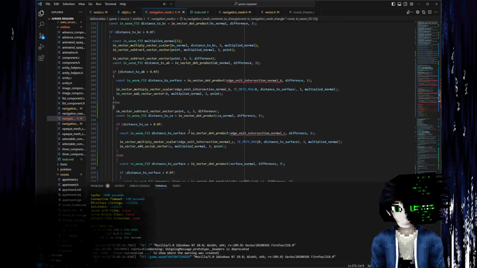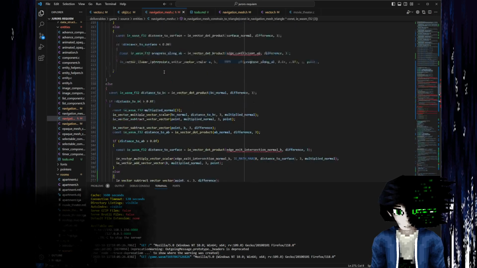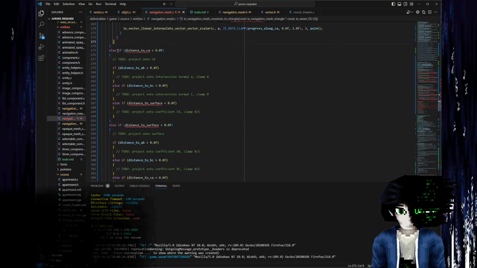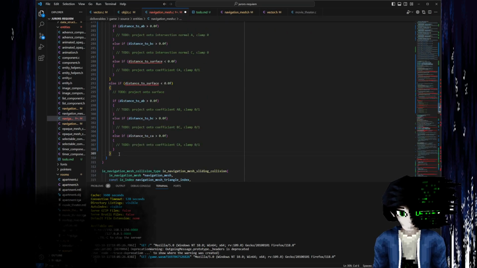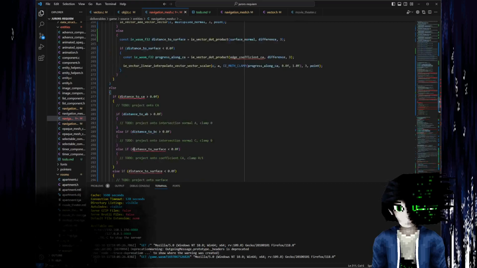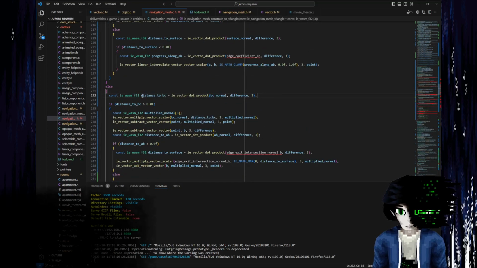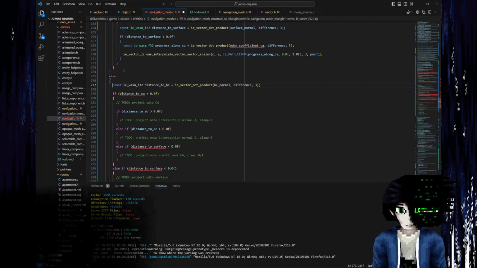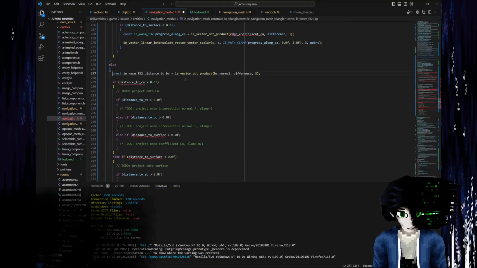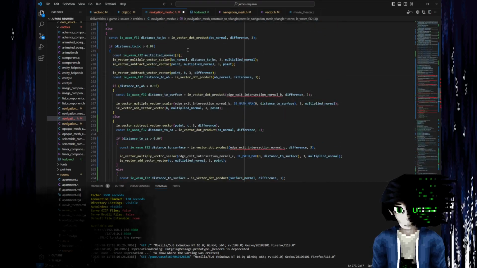Okay. Now we need to project onto CA. Calculate the distance to CA, that's the next one. We're going to have to calculate a new sort of starting point. So yeah, it looks like A would be a good starting point for these two. What's the difference calculated? There it is.